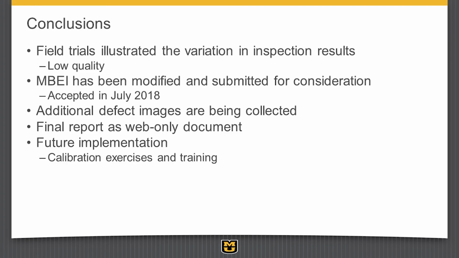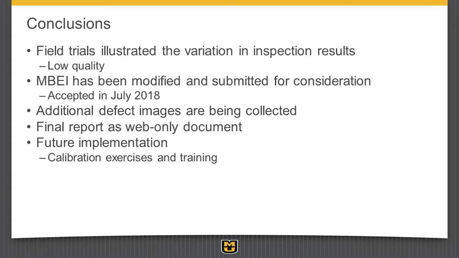So that might be interesting. Then we modified the manual for bridge element inspection. That was accepted in July 2018. We've been adding some other elements over time. I think at the AASHTO meeting next week, we'll be talking about a standardized methodology for adding or changing elements that are in the manual that'll make it more systematic going forward, so it'll be more like other specifications. There's a final report. It's a web-only document. And in terms of future implementation, calibration exercises and training are something that we try to encourage people to use to try to improve the quality of their element level inspections. So, that's it. I'm happy to answer any questions if anybody's got any.